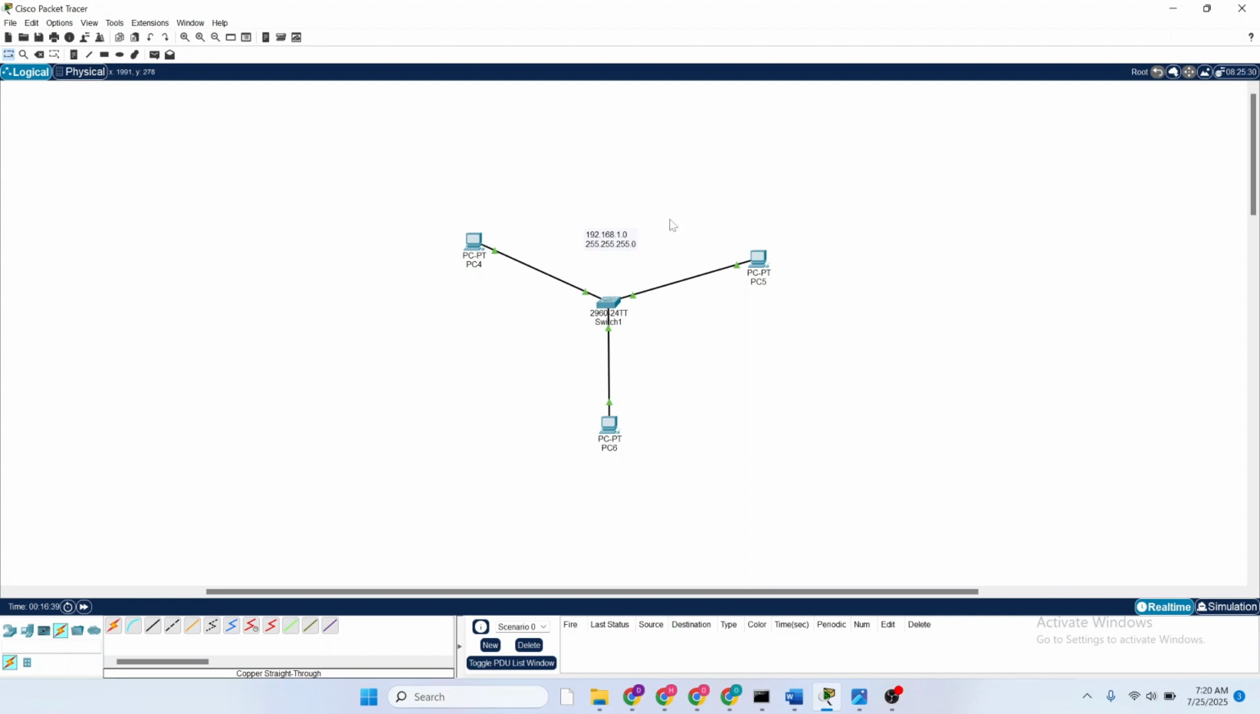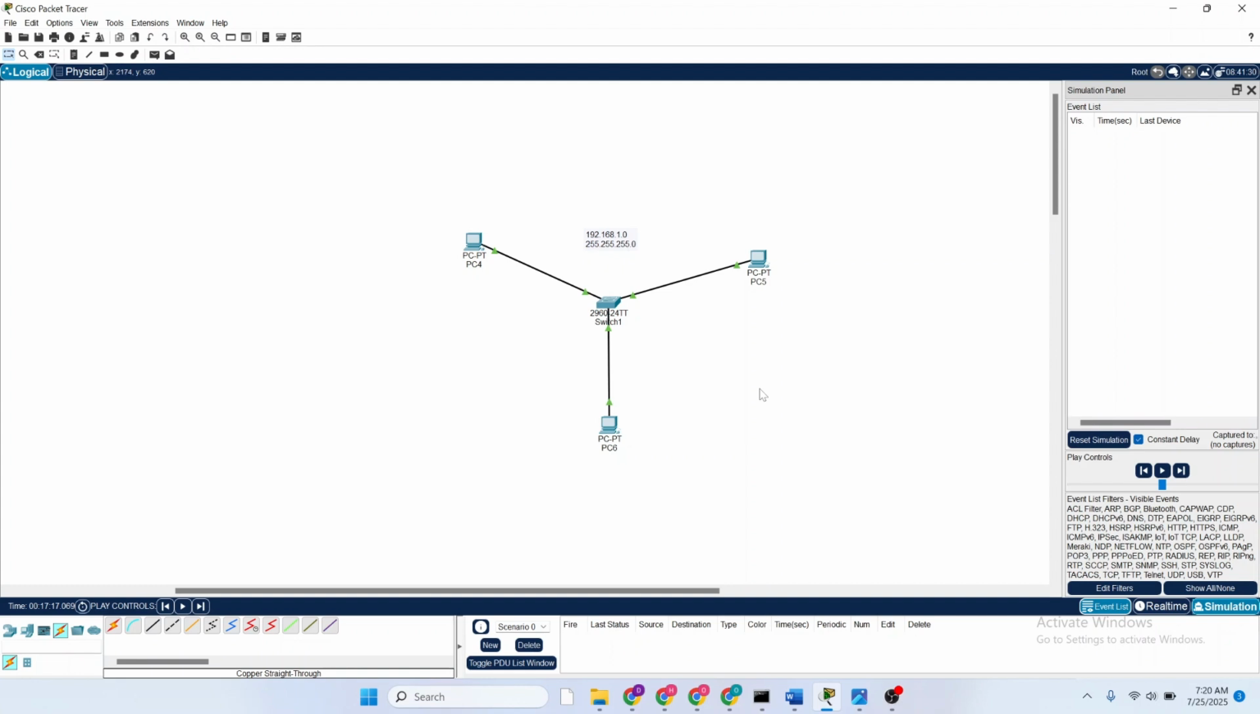The first thing we need to do is to ping between the PCs to ensure that there is connectivity. So I'm going to ping between PC4 and PC5, PC4 and PC6, and PC5 and PC6. All right, so that's confirmed. There's connectivity. And now I'll go to the simulation mode.